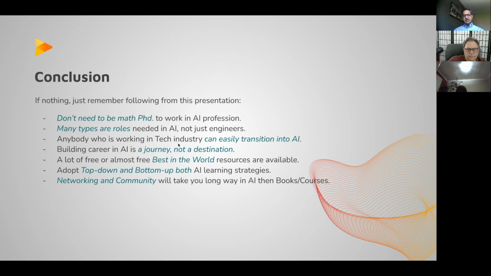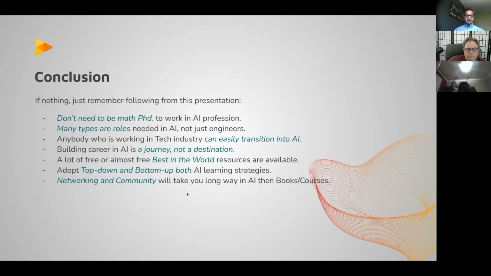Anybody who is working in the tech industry can easily transition into AI. So you don't have to do much to transition into AI. A very basic few courses are good to go. You don't need any MS or anything just to switch. Building a career in AI is more of a gradual process. You can't do it overnight.